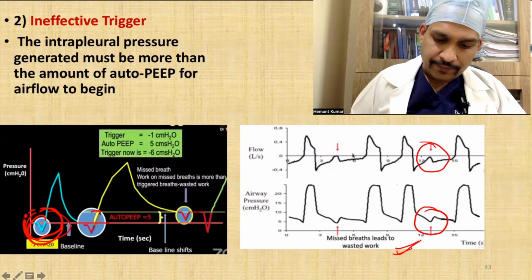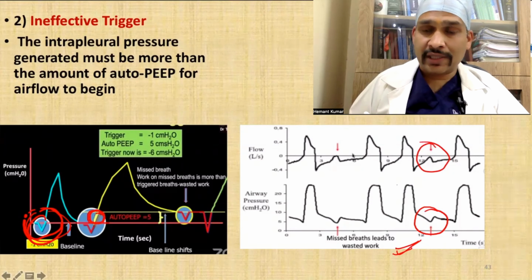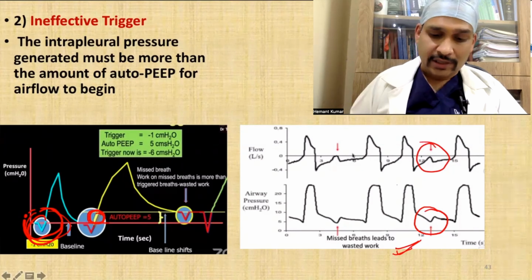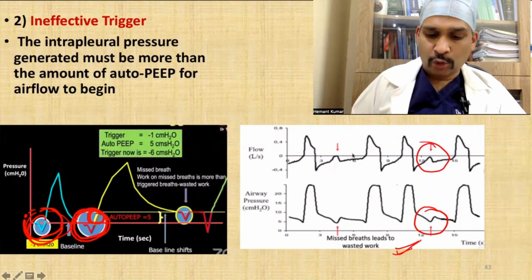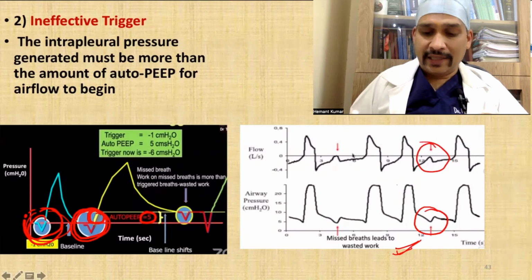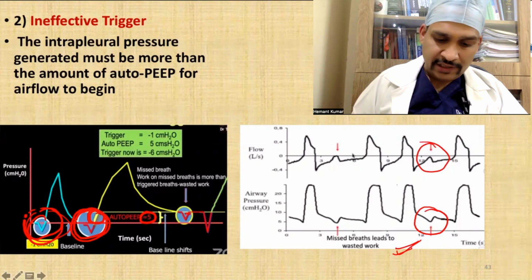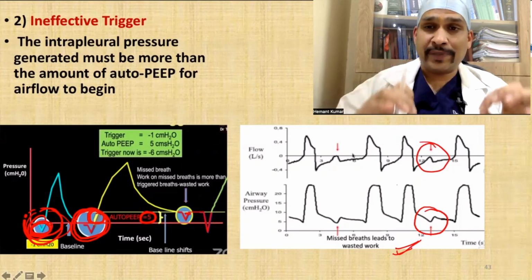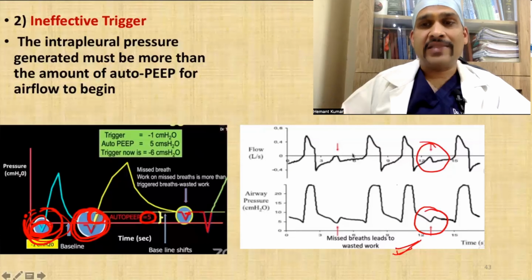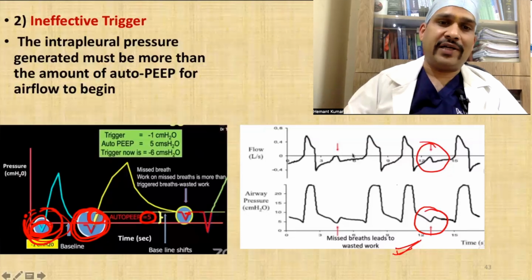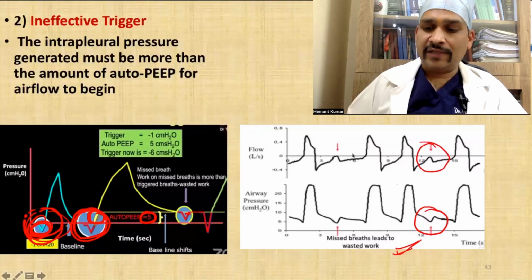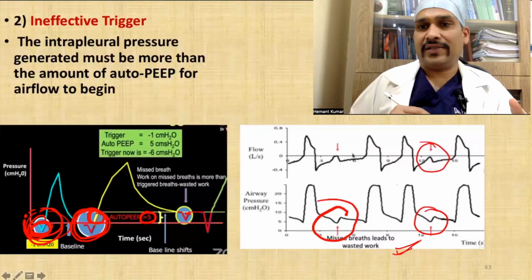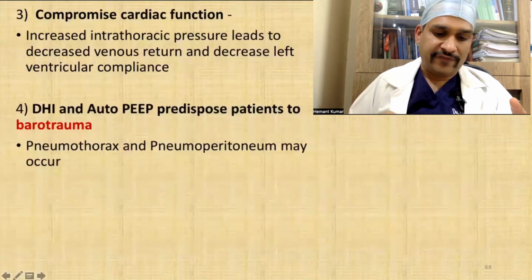Here is the auto PEEP. So the patient has to generate enough negative pressure to initiate the ventilator, this much. So auto PEEP is 5, and this one is -1. The patient has to generate -6 pressure to trigger the ventilator. And in a COPD patient, when there is hyperinflation, they are not able to trigger the ventilator. So you can find there will be insufficient trigger, missed trigger in COPD patients.